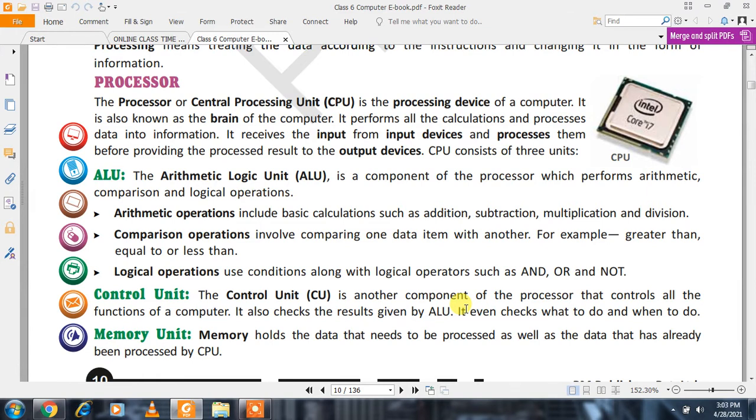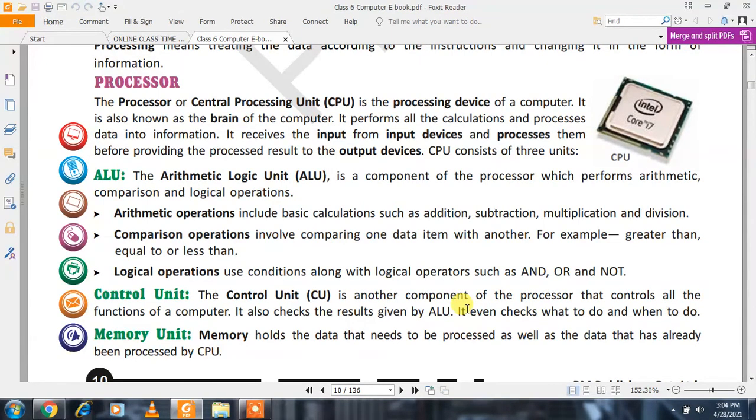Okay. Apart from the ALU, there is a section called the control unit, whose main functionality is to control all the functionality of the computer during the processing. It also checks the result given by the ALU. जो भी ALU से result आता है उसको वो check करता है और उसको क्या करना चाहिए और कब करना चाहिए, इसका भी performance का ये सारा controlling करता है.